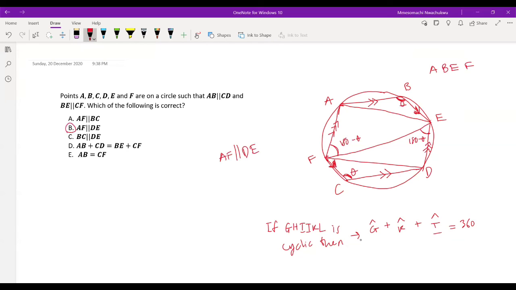And I believe if I was in the exam hall at this point, I'd be very happy because I can quickly go on to the next problem.